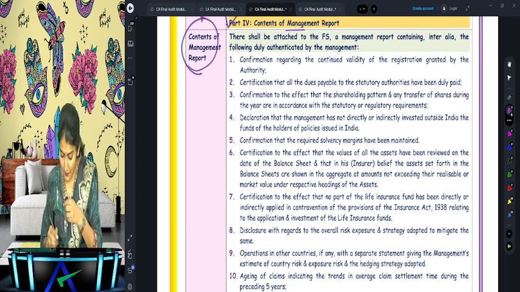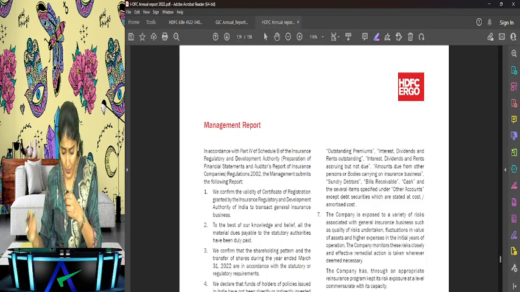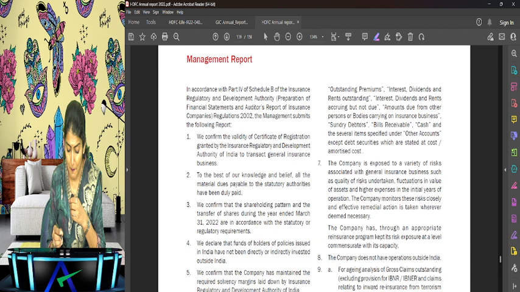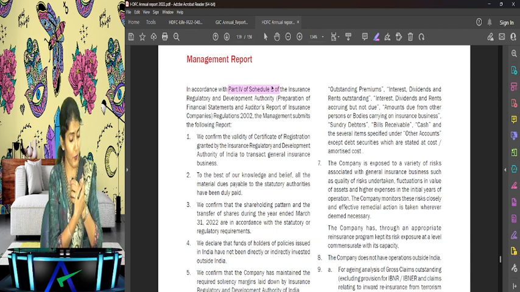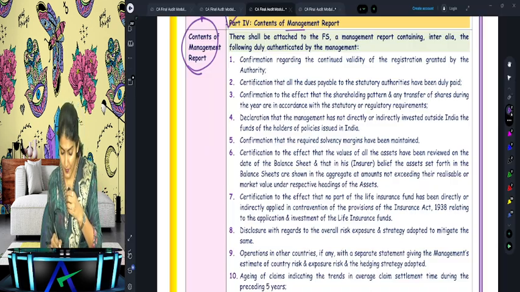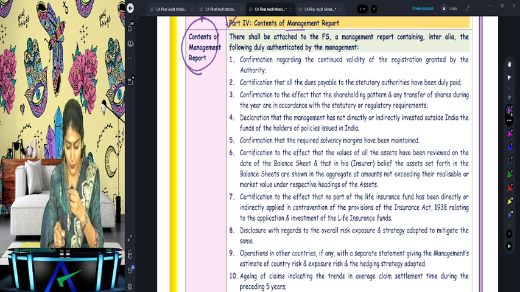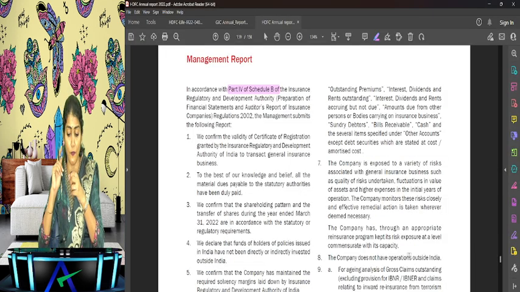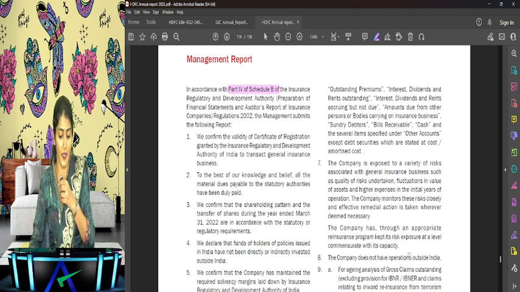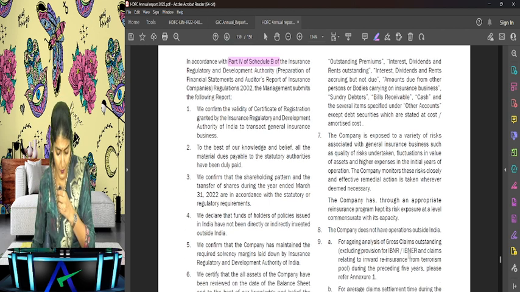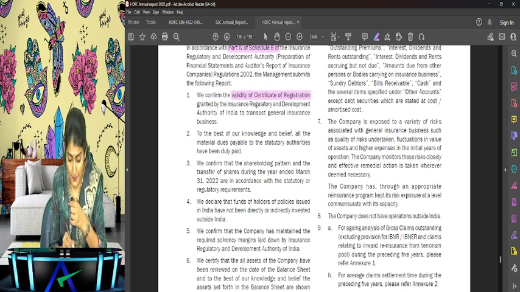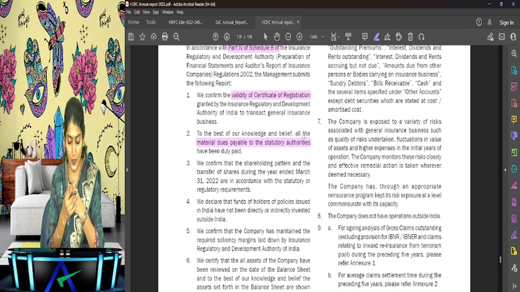Okay, right. So again, just as I told you, we had opened this management report over here. What does it say? In accordance with the part 4, right? Are we looking at the part 4 right now? Did we see over here that it is the part 4? Part 4 contents of management report? Yes. So what does it say? In accordance with the part 4 of the schedule B of the IRDA and audit report of regulations 2002, we confirm the validity of the certificate of registration. Then all material dues payable to the statutory authorities have been paid.